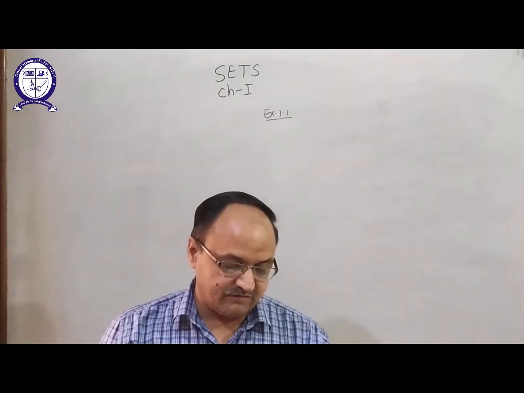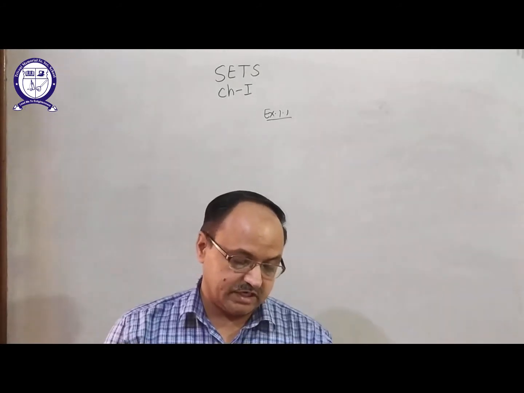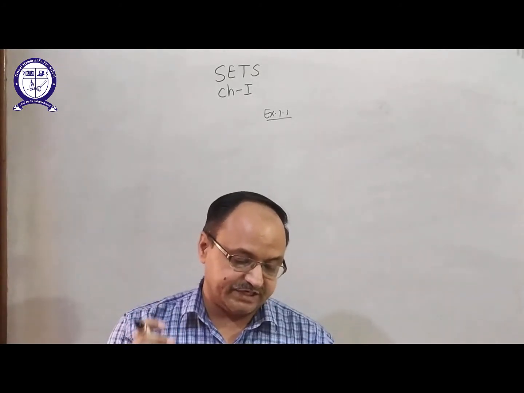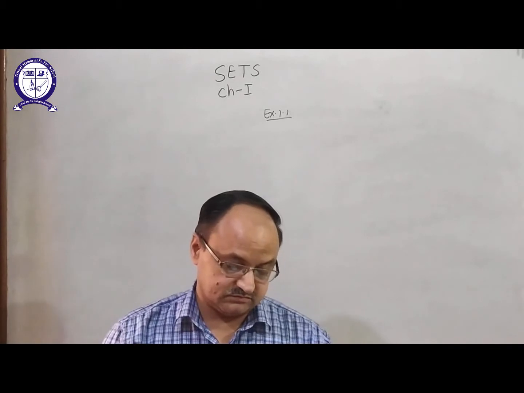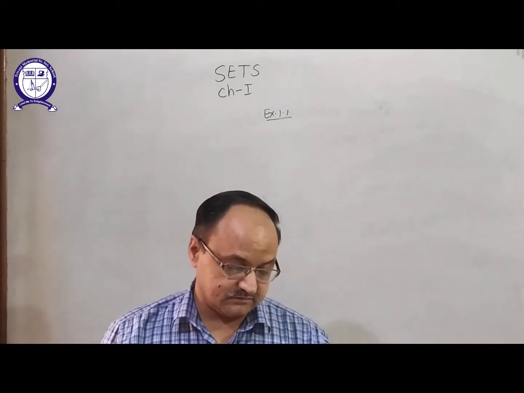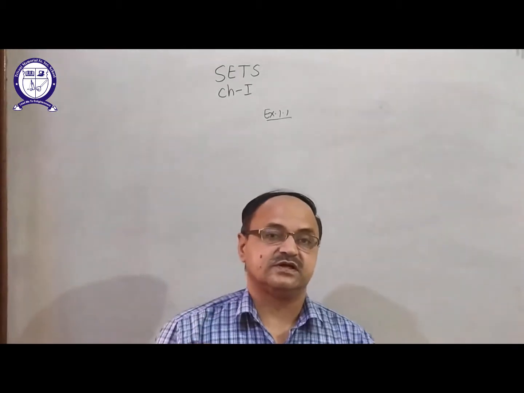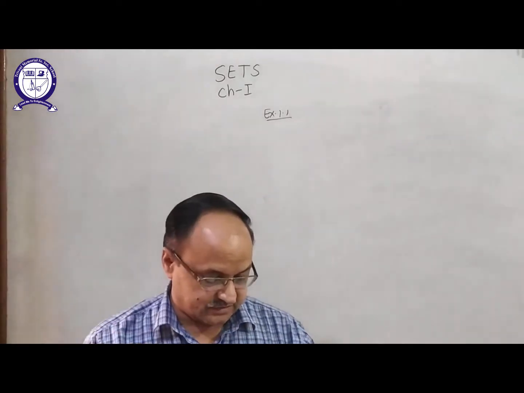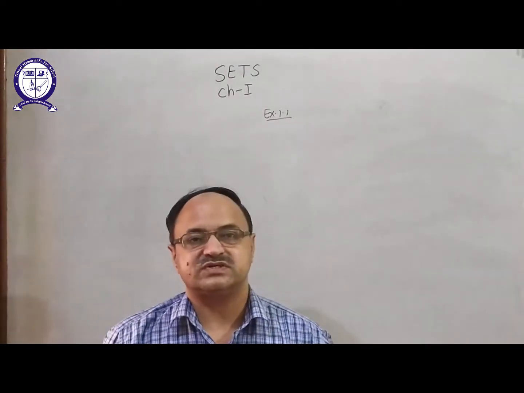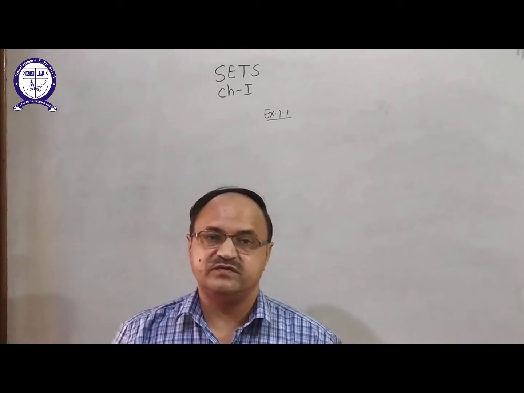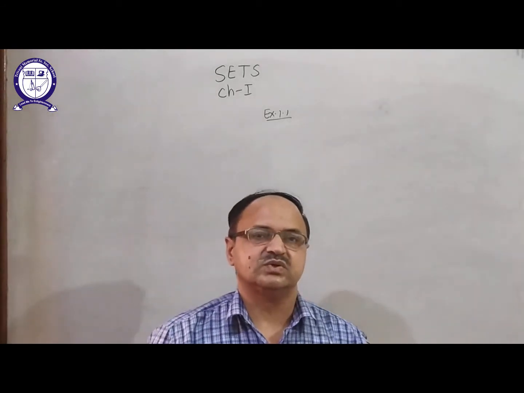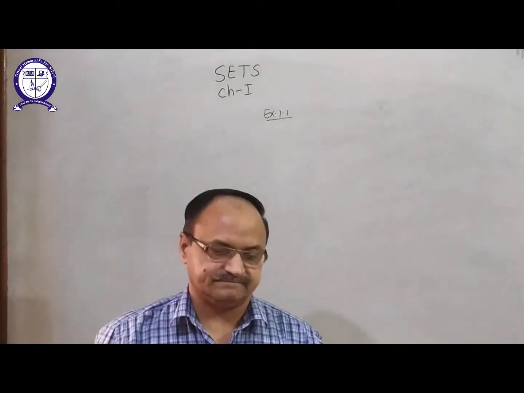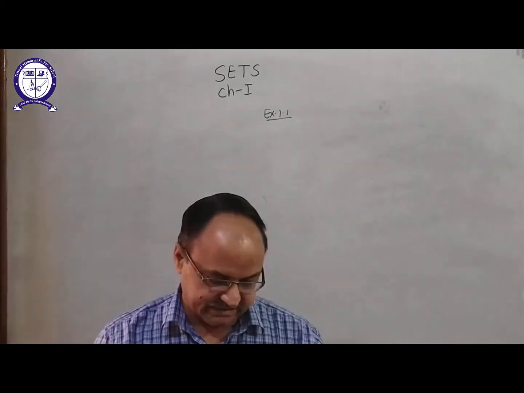Third part of this question, a team of 11 best cricket batsmen of the world. So this is also not a set because when we use words like best, worst, good, it is not well defined. So therefore it is not a set.